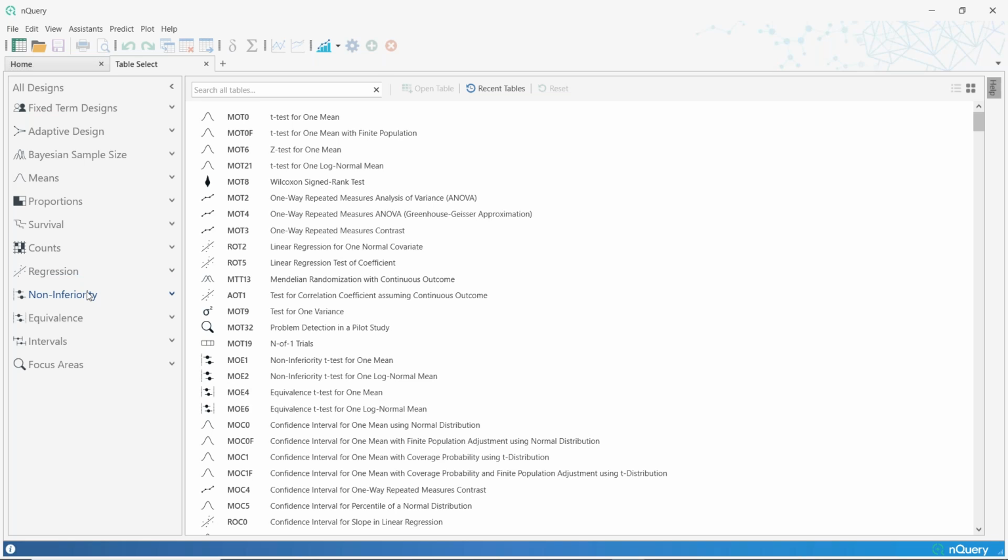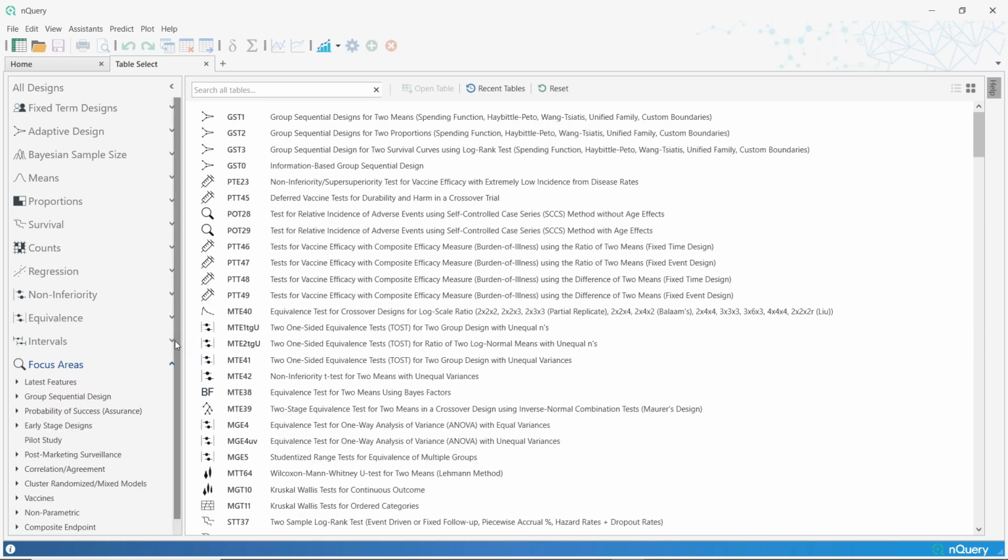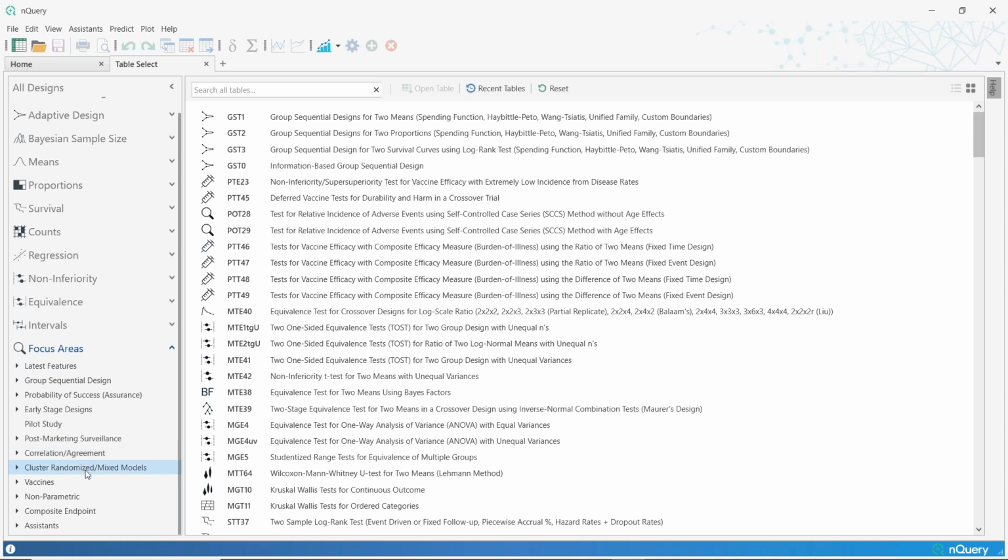design. And then maybe we want to think about our hypothesis, like non-inferiority or equivalence, or maybe we want to base the sample size on the interval width. We've had webinars about that. All these areas have had webinars in our series, so you can go back to our webinar series if you want to know more about these. And then even focus areas in nQuery, like correlation, agreement type measures, mixed models, and those type of options there.